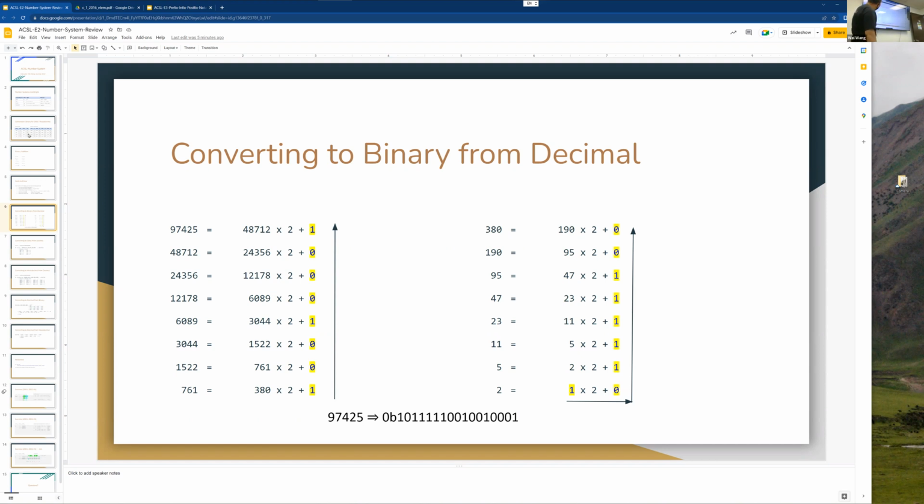So anytime you divide by 2, either the number can be fully divided, then you get a remainder of 0, right? Otherwise, you get a remainder of 1.